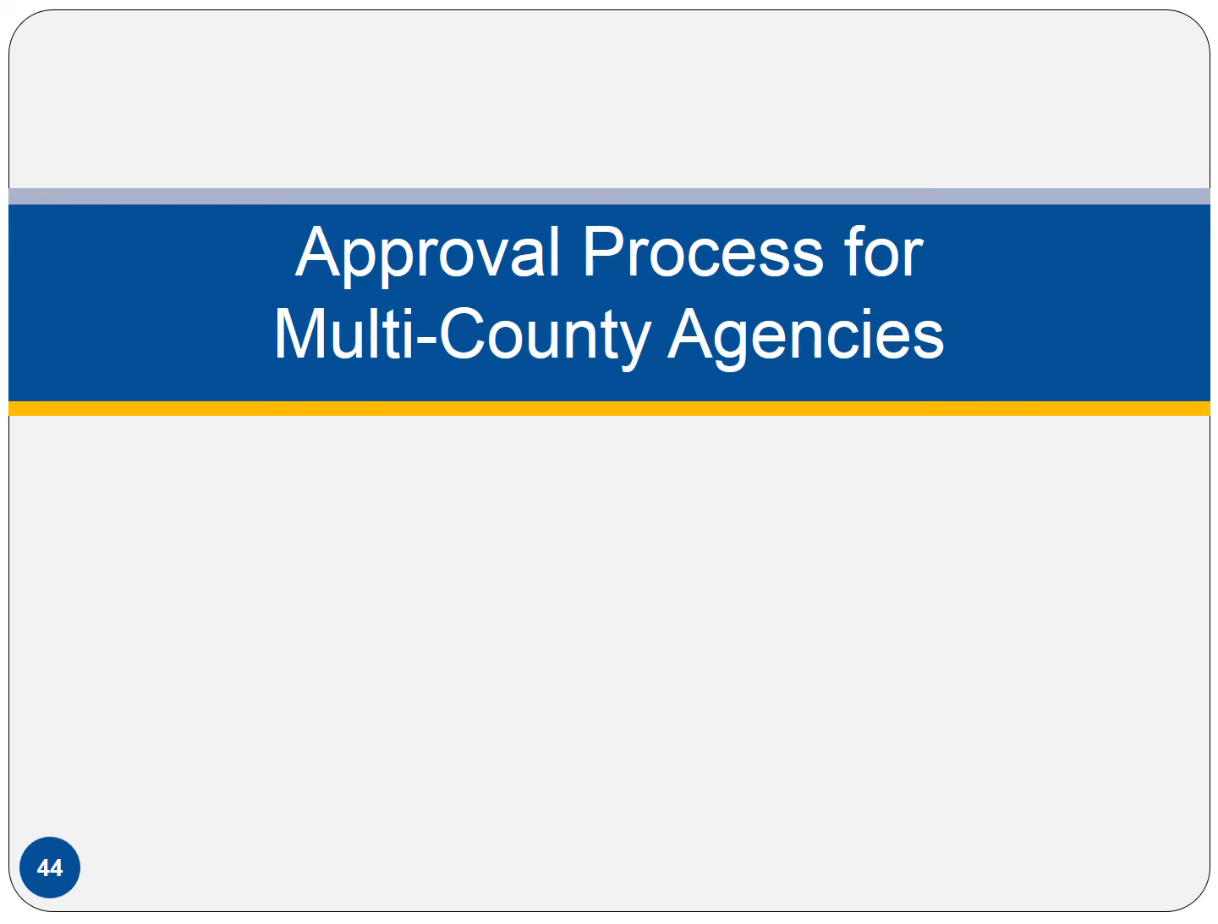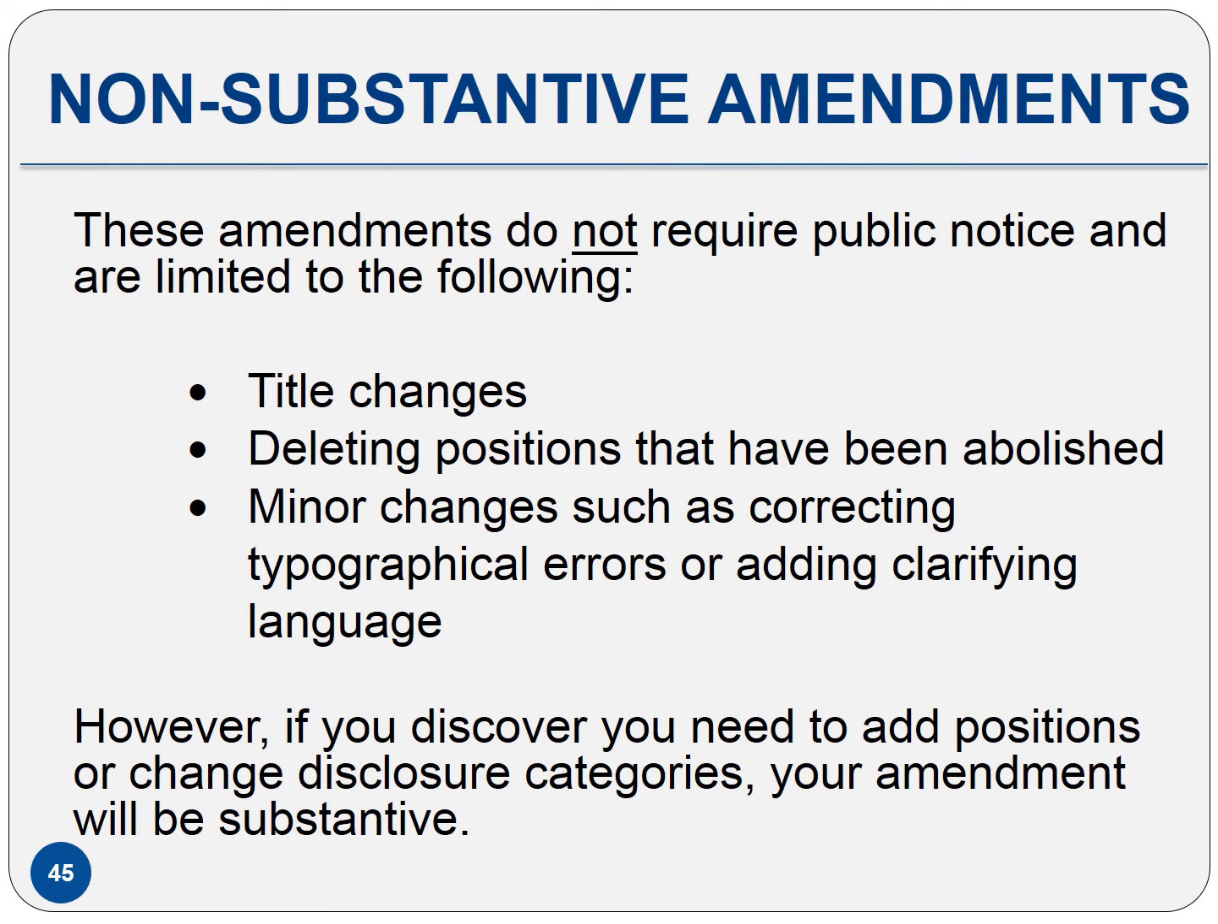Next, we will discuss the approval process for multi-county agencies. There are two types of code amendments, substantive and non-substantive. Substantive amendments are more involved and require you to submit several documents to the FPPC. Non-substantive amendments are much simpler. Only the proposed code and CEO declaration are required for non-substantive amendments. However, if you discover you need to add positions or change disclosure categories, your amendment will be substantive.